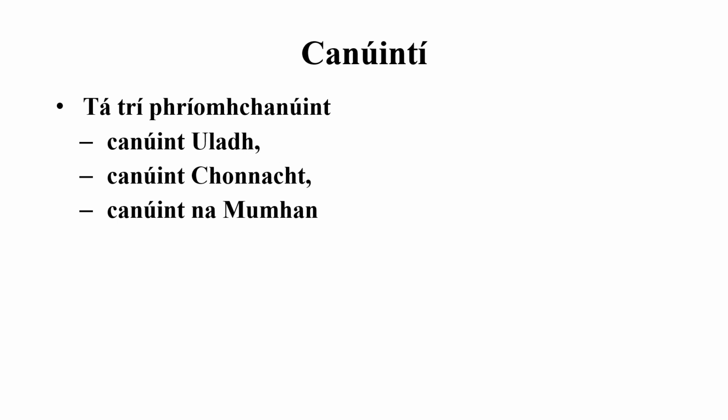And along with these Gaeltacht areas, we have canúintí, and canúintí are the dialects. So in Irish, we have three main dialects. Tá trí canúint in Éireann. Canúint Uladh, the Ulster dialect, Canúint Connacht, the Connacht dialect, and Canúint na Mumhan.